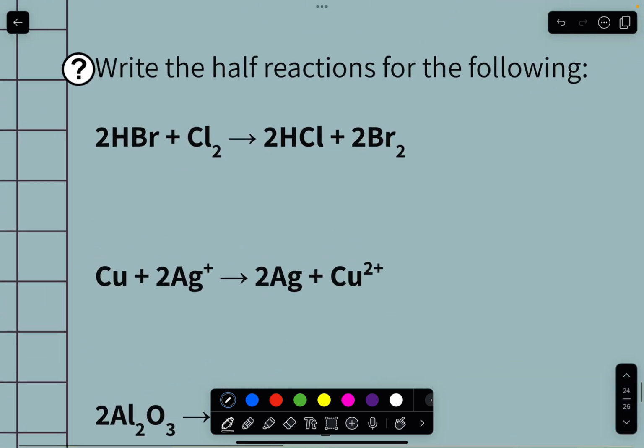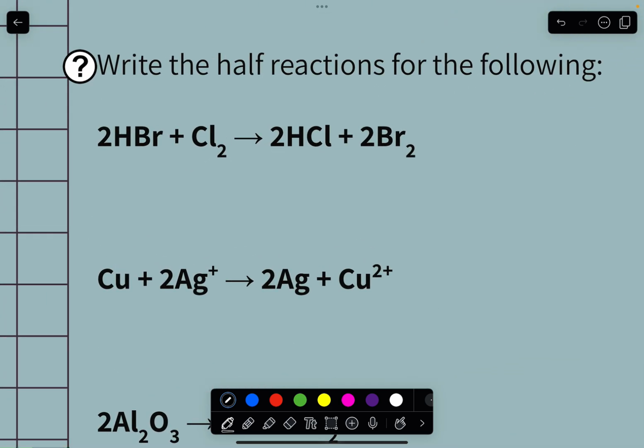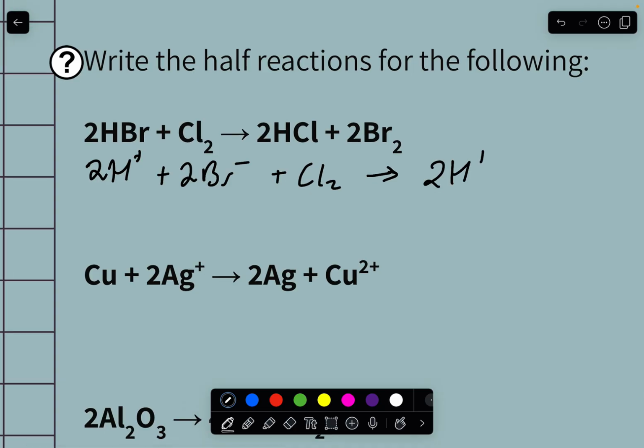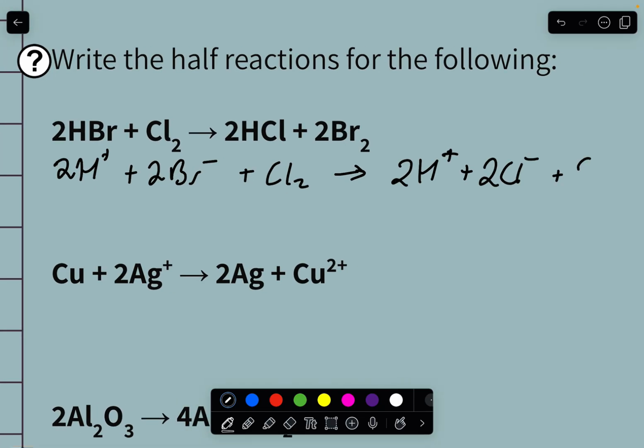So write the half reactions for the following. So write our net ionic equation first. We have 2H plus 2Br minus plus Cl2 goes to 2H plus 2Cl minus plus Br2. Okay, so this is our equation. There actually should not be a 2 there. That should just be Br2.